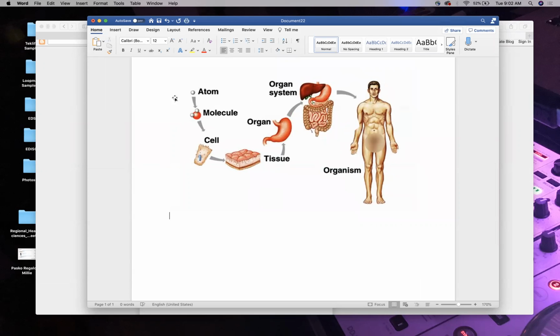The basic building block of who you are, and we're going to be talking about atoms and molecules today. Atoms make molecules, molecules then make cells, cells then make tissues, tissues make organs. The different organs get lumped together into systems, and that makes an organism.